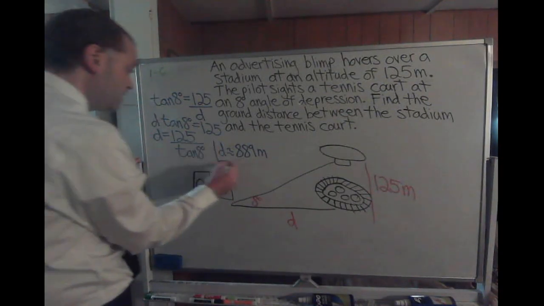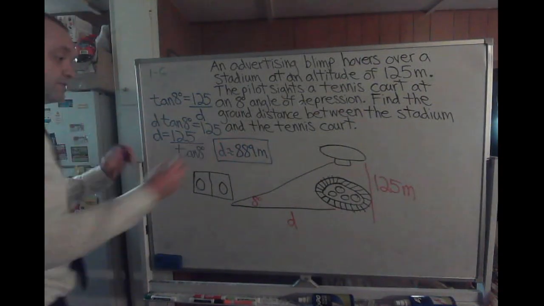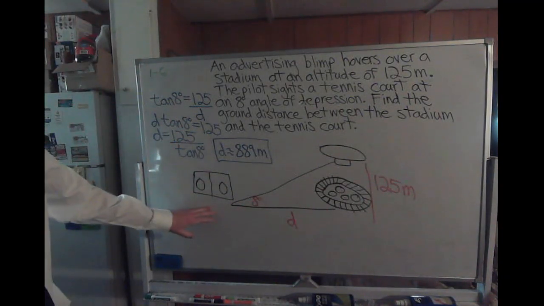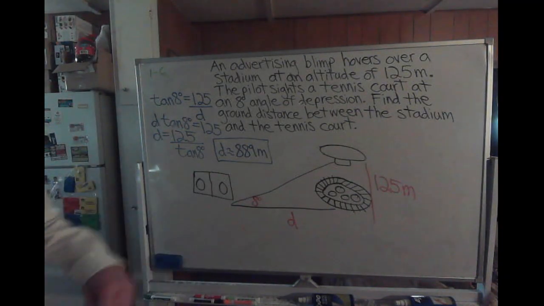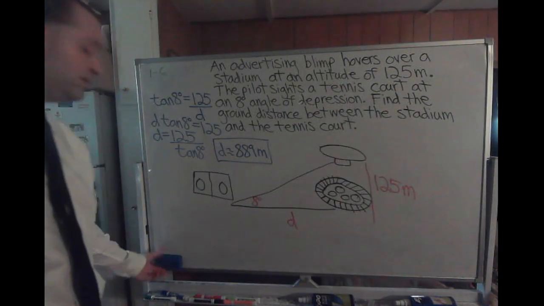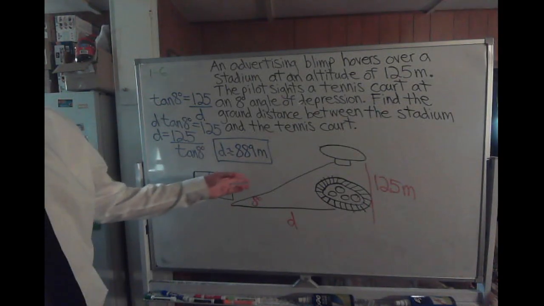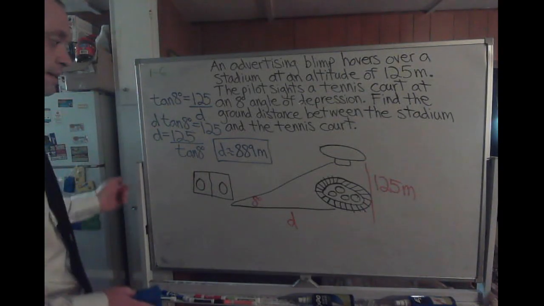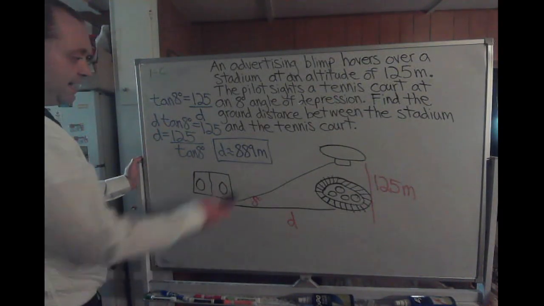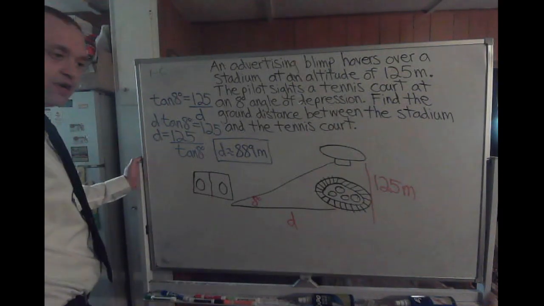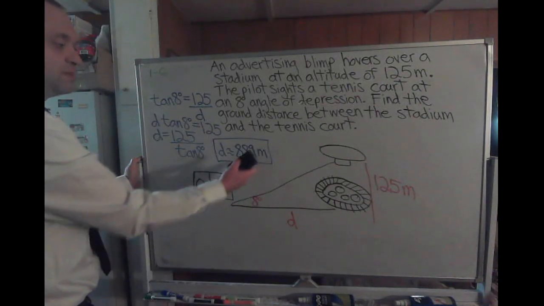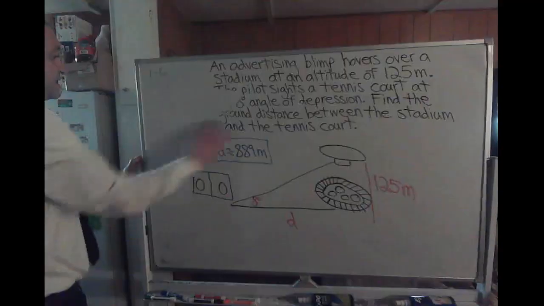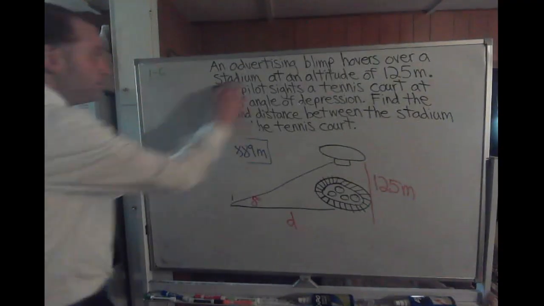So the ground distance from the stadium to the tennis court is about 889 meters away. It would even be reasonable to say about 900 meters away. If you're in that ballpark, that's fine. So 889 meters, 890 meters, 900 meters, somewhere in that ballpark, you're good. I just got 2 more problems, then we're done.